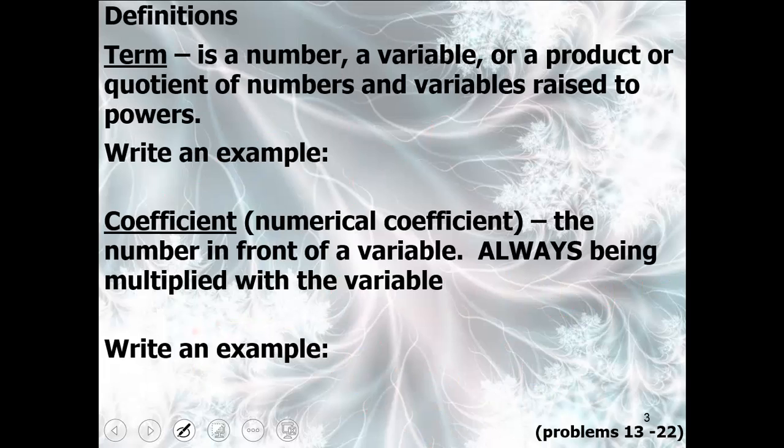We've seen this before, so this is still review. A term is a number or a variable or a product or quotient of numbers and variables. You can even have exponents. An example of a term would be 3. That is a term. We could also have 3x. That is a term. We could also have 3x cubed. That is a term.